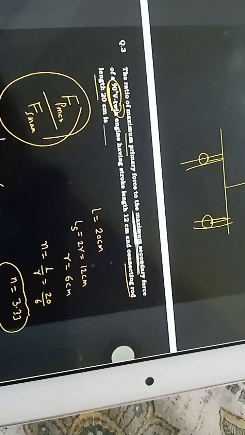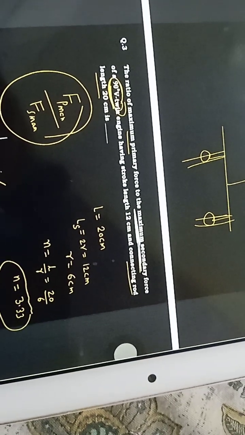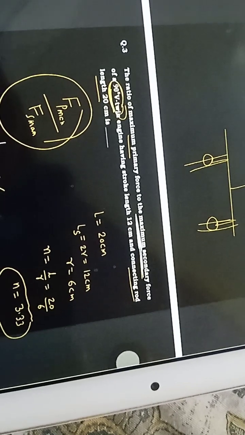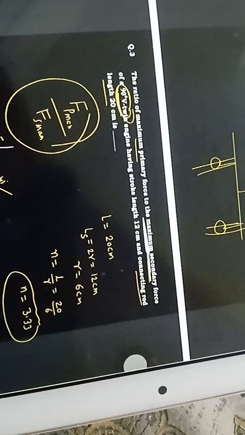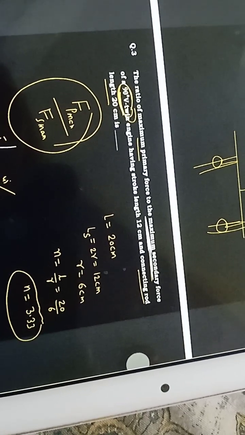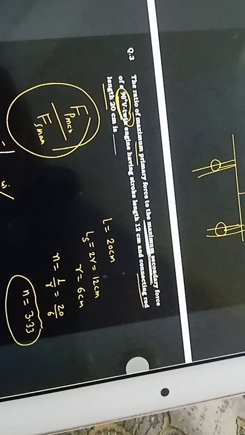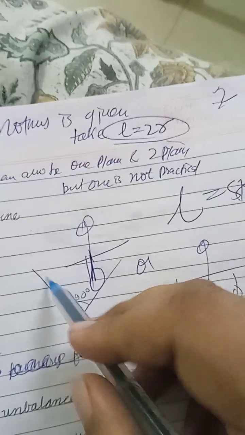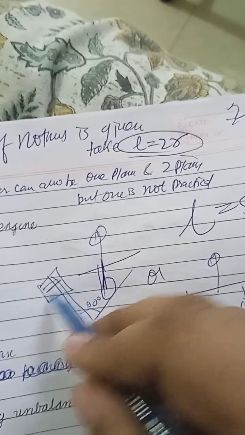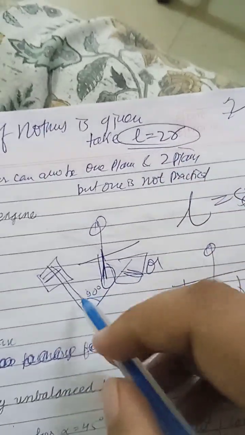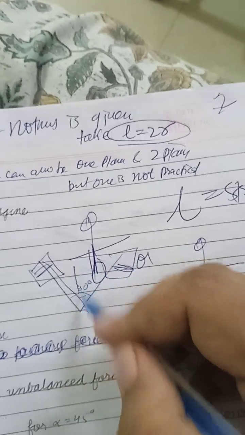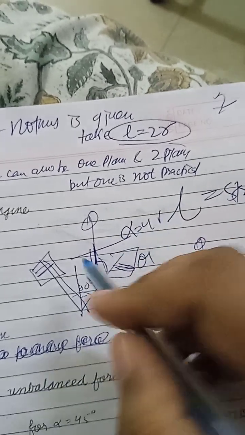The ratio of maximum primary force to the maximum secondary force of a V 90 degree twin engine having stroke length 12 and connecting rod length 20. This is the V90 engine, here also piston, here also piston. That's why he told twin engine. This is 90 degree, so alpha is equal to 45 degree, which is the included angle divided by 2.